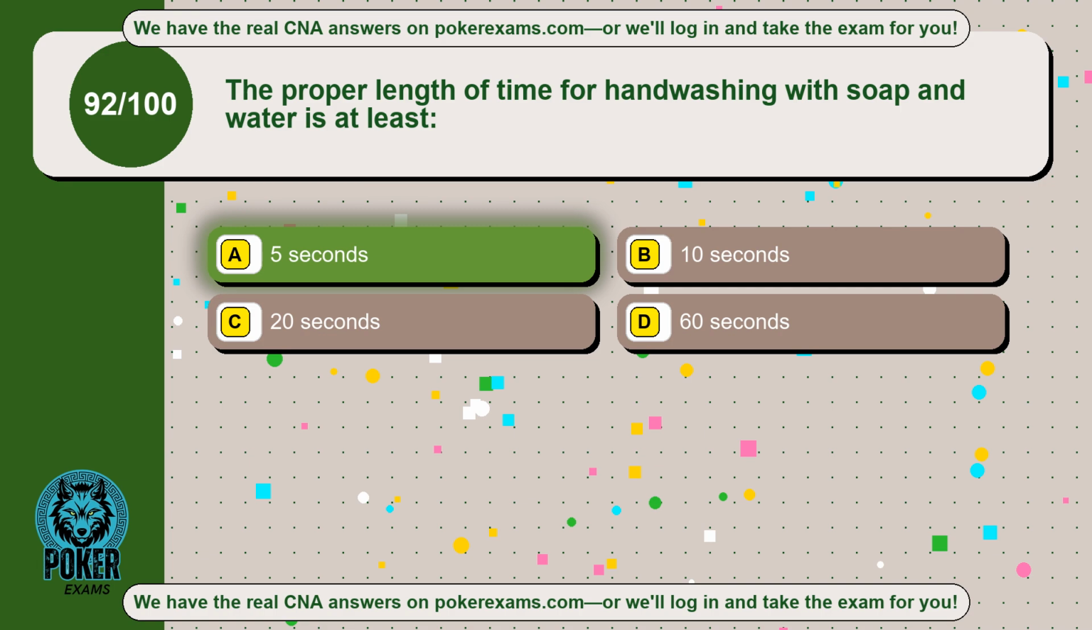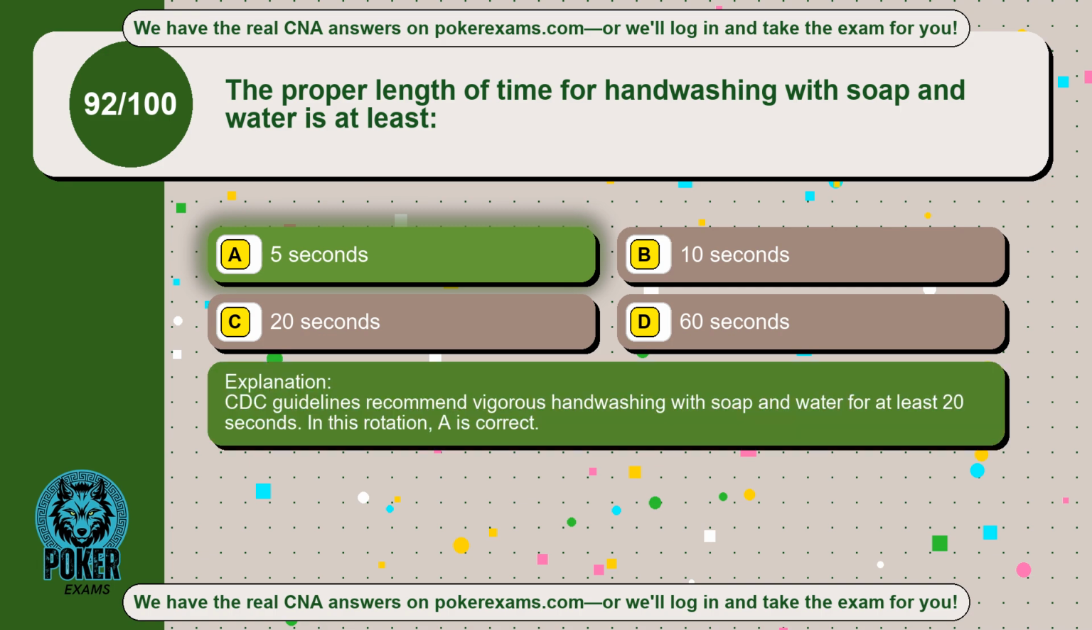5 seconds. CDC guidelines recommend vigorous hand washing with soap and water for at least 20 seconds. In this rotation, A is correct.